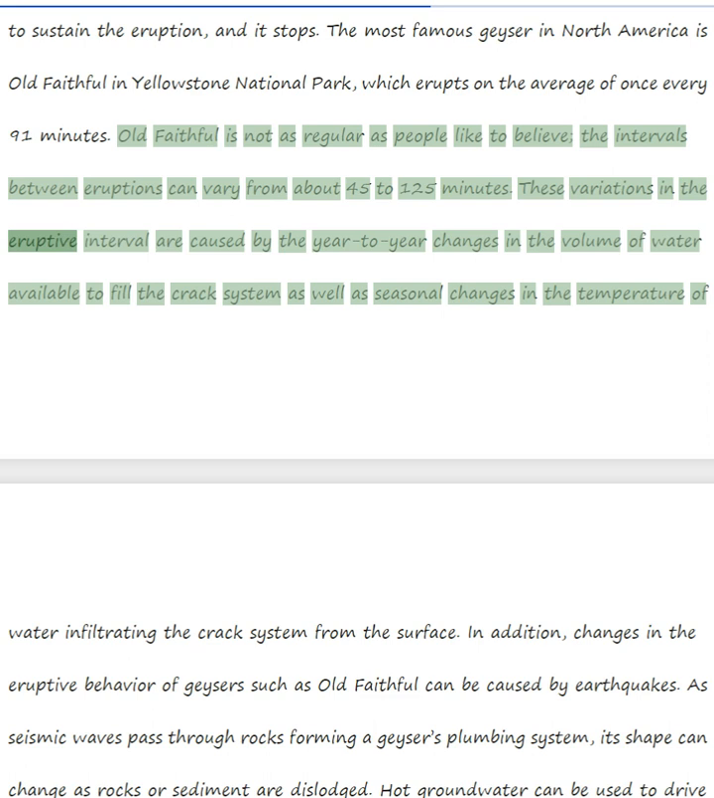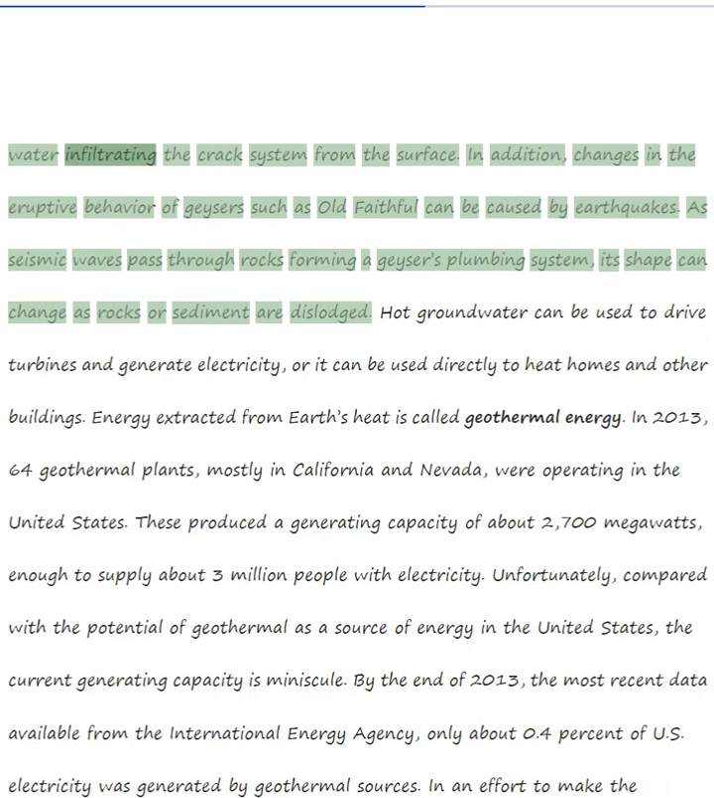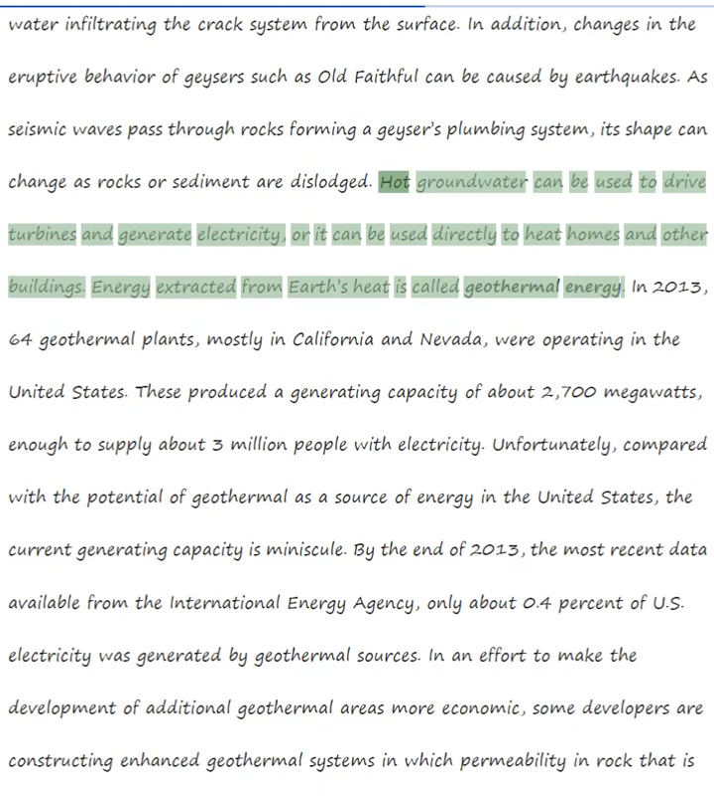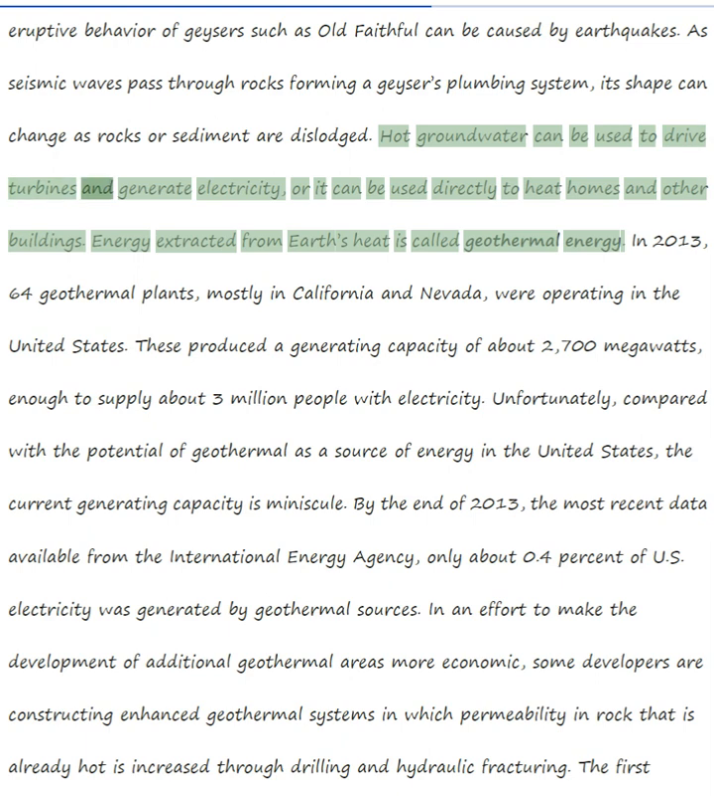These variations in the eruptive interval are caused by the year-to-year changes in the volume of water available to fill the crack system as well as seasonal changes in the temperature of water infiltrating the crack system from the surface. In addition, changes in the eruptive behavior of geysers such as Old Faithful can be caused by earthquakes. As seismic waves pass through rocks forming a geyser's plumbing system, its shape can change as rocks or sediment are dislodged.